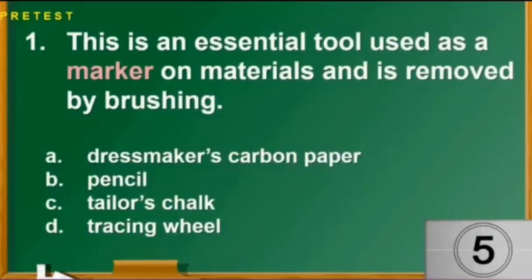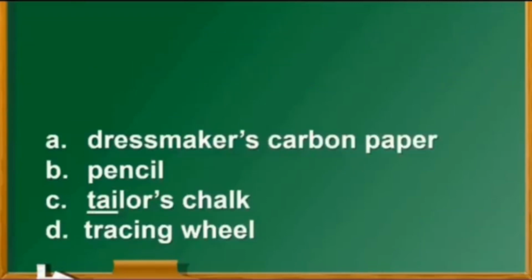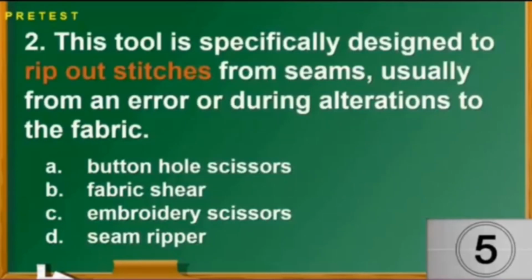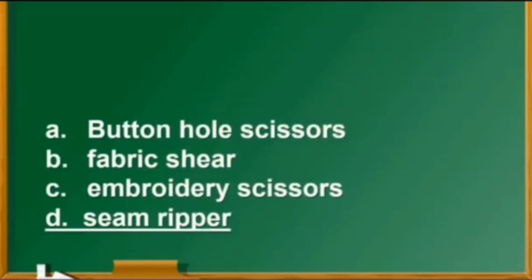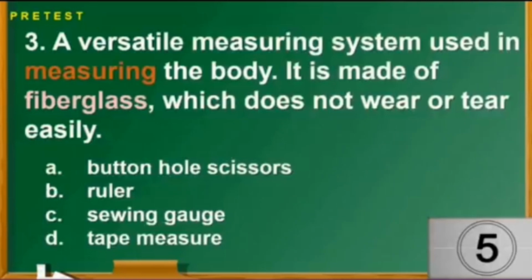Number 1. This is an essential tool used as a marker on materials and is removed by brushing. The answer is Tailor's chalk. Number 2. This tool is specifically designed to rip out stitches from seams, usually from an error or during alterations to the fabric. The answer, seam ripper.